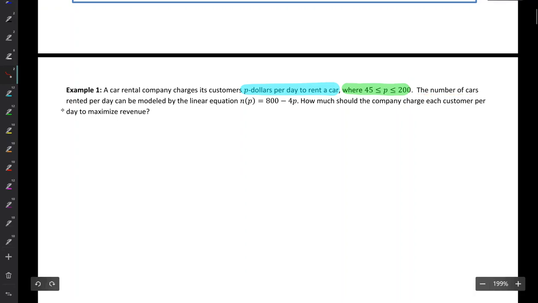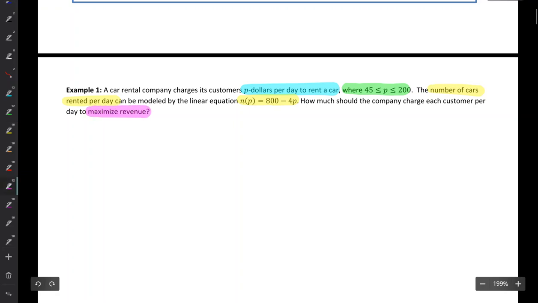The number of cars rented per day can be modeled by this linear equation. The number of cars is equal to 800 minus 4p. So here n is the number of cars rented per day. How much should the company charge each customer to maximize the revenue?